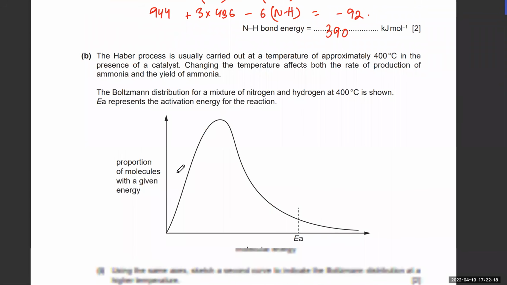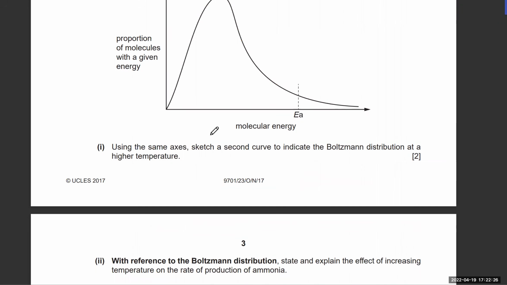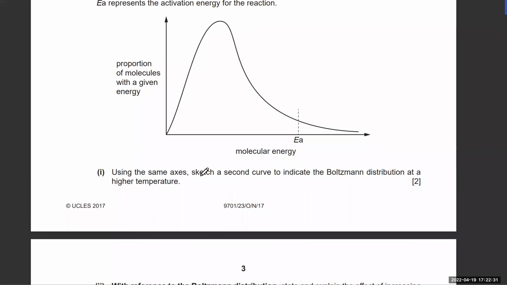The next part is Boltzmann distribution. So the Haber process is usually carried out at a certain temperature, and you have got a Boltzmann distribution. Using the same axis, sketch a second curve to indicate the Boltzmann distribution at a higher temperature. So at a higher temperature, it's going to rise over here and it's going to fall at the lower energy side. Okay, so the curve would become like this. And it would become flatter as well.